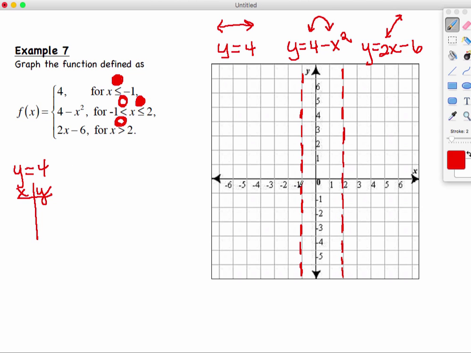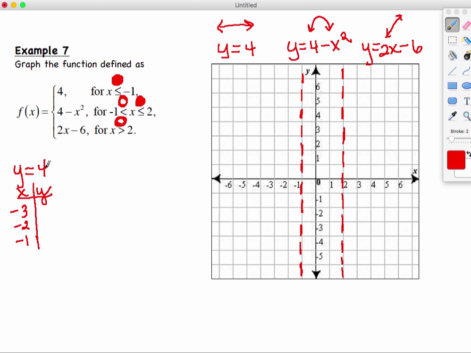And if I were to make an XY table, I'd have to use values that are to the left of or equal to -1. So maybe I would pick -4, -3, -2, -1. You can put in however many you like. You really only need probably like 2 points to graph it, but if you wanted to use a table, just put in 3.